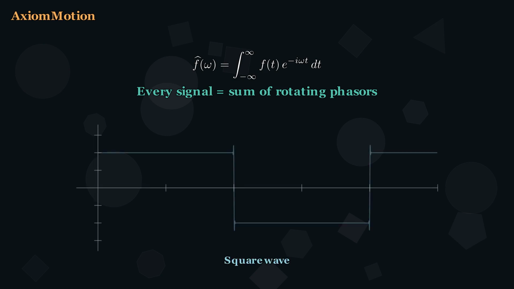Watch what happens with a square wave. 1 sine harmonic gives a rough approximation. 3 harmonics start to show the shape. 5 harmonics sharpen the corners. And with 15, the square wave emerges clearly. Each harmonic is a rotating circle in the complex plane, and their sum reconstructs the original signal.